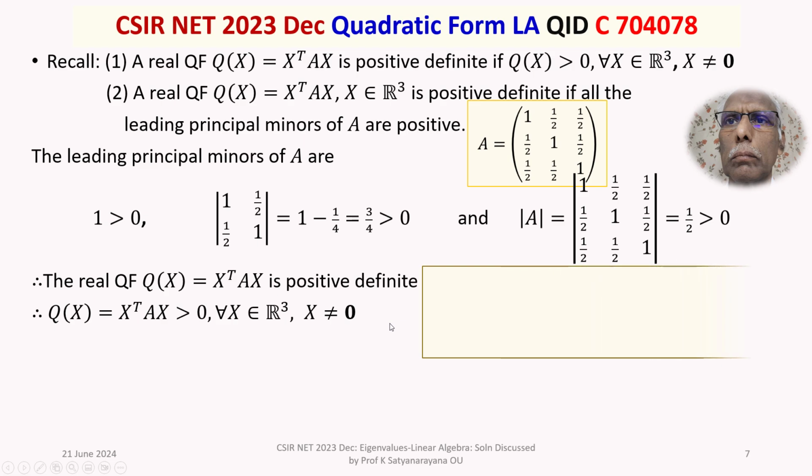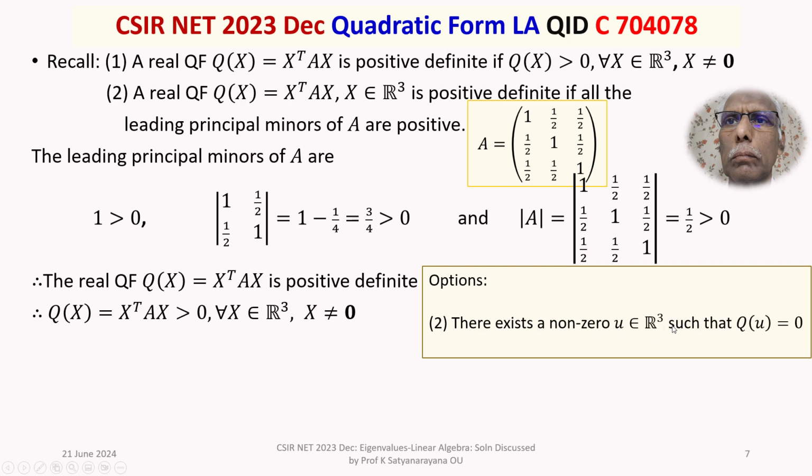Right. So let's look at our options. Option 2 says there exists a non-zero U belongs to R cube such that Q of U is 0. You see, for all non-zero X belongs to R cube, Q of X is greater than 0. Therefore, there does not exist a non-zero U belongs to R cube such that Q of U is equal to 0. Therefore, option 2 is not true.